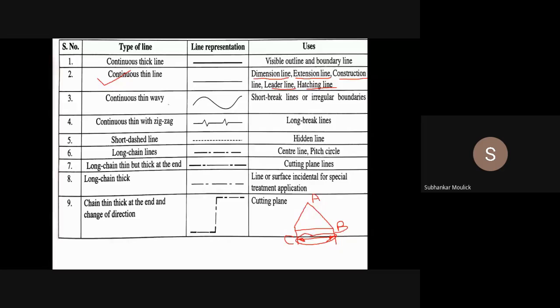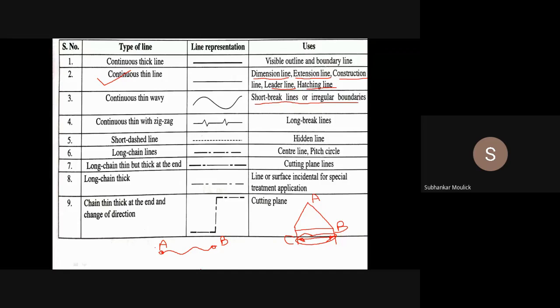Fine. Third one is continuous thin wavy line. Some zigzag, some curve, some sinusoidal curve kind of nature. Where we use these lines? It is used for short break lines or irregular boundaries. For example, assume that this is point A and this is point B. If the distance between point A and B is very small, if A and B are very near, then I will join AB by this continuous thin wavy line like this.